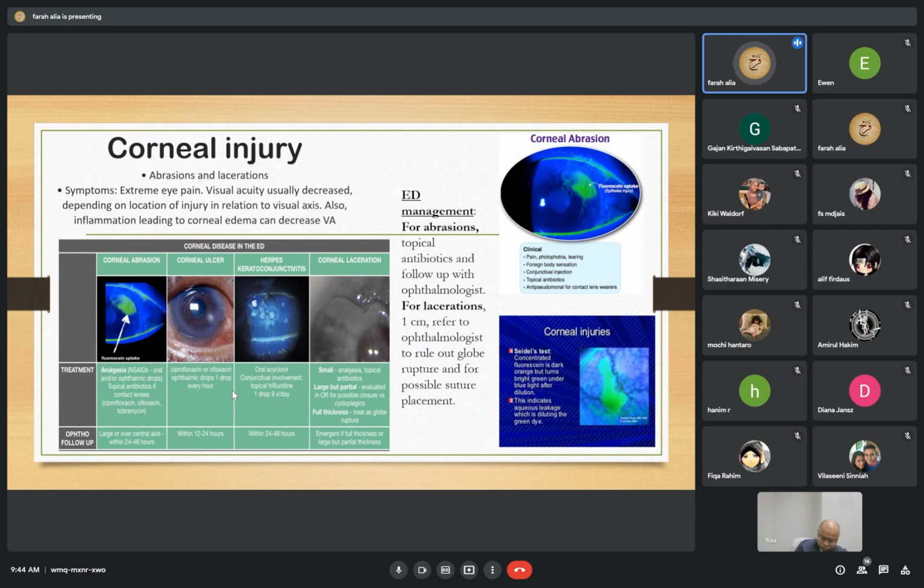If large, we have to refer ophthalmology. So in ED, for abrasion, topical antibiotic and follow up with ophthalmologist if small. If laceration more than 1 cm, we have to refer ophthalmologist to rule out globe rupture and for possible suture placement.